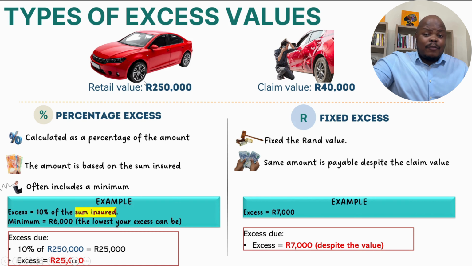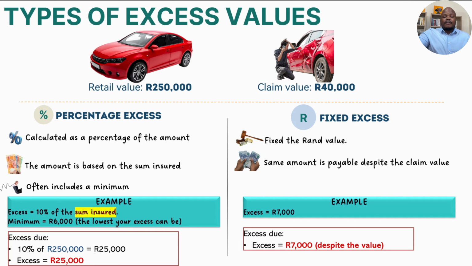So please be careful when selecting or reading your policy schedule before you accept that. Is it 10% of the sum insured, or is it 10% of the claims value, whatever percentage it may be? This is just for an example. So those are the two types of excess values.